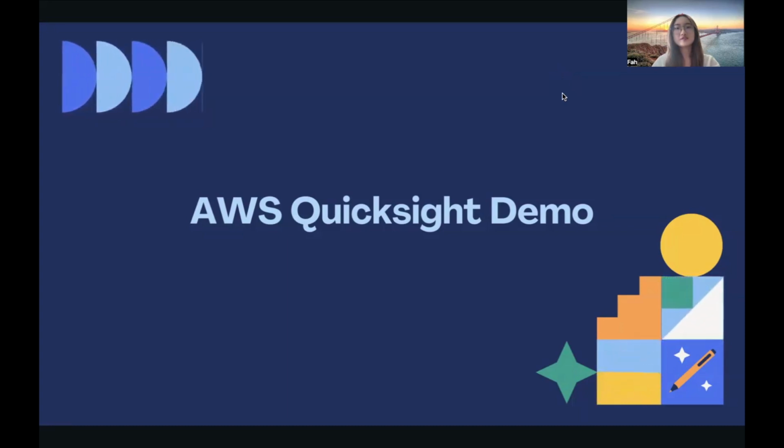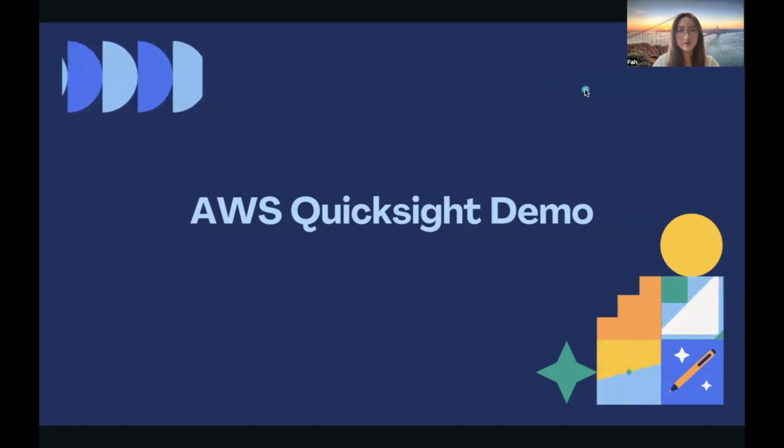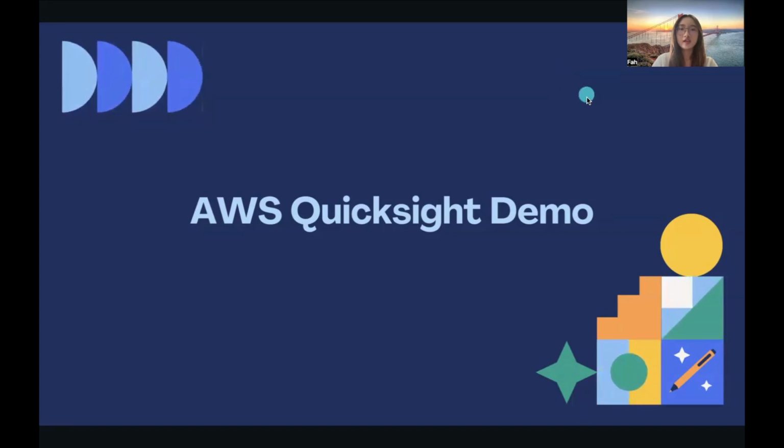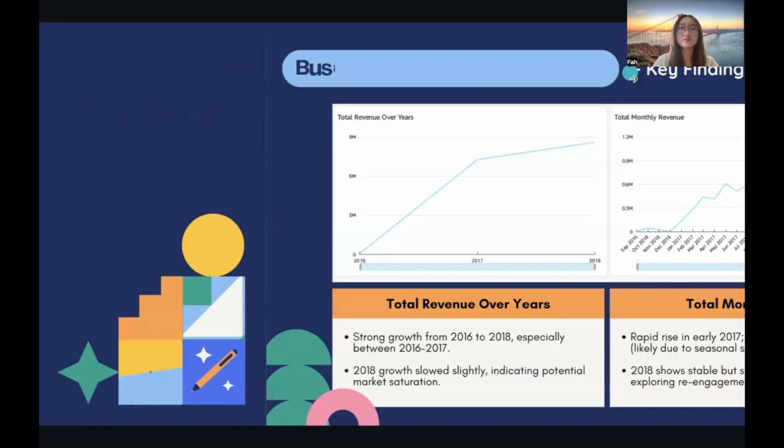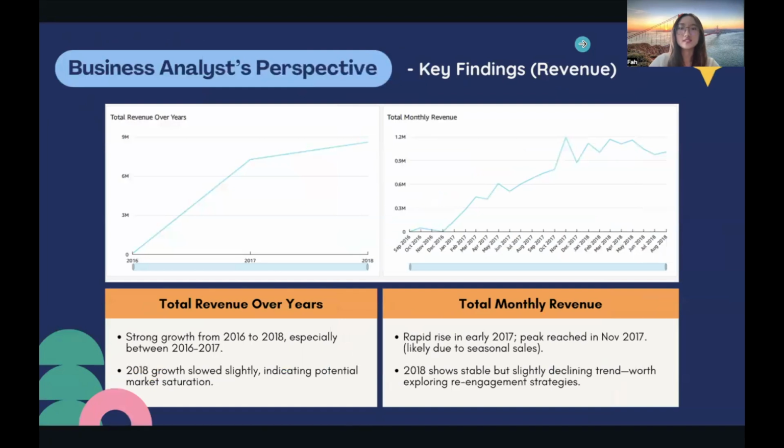Okay, as we have seen the visualizations from the AWS QuickSight dashboard from my friend, next I will walk you through the key business insights from the data-driven perspective. As a business analyst, my goal is to help us interpret what the numbers are telling us, and more importantly, what actions we can take moving forward. So let's begin with our revenue trends.